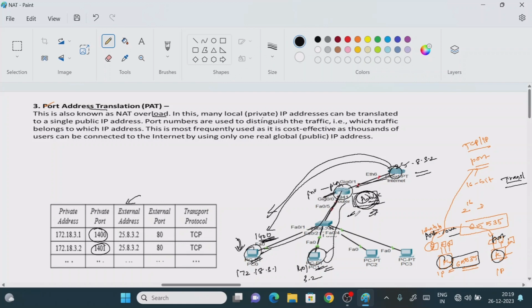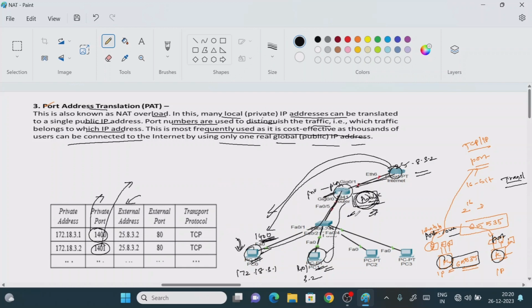See, many local private IP addresses can be translated to a single public IP address. How is it possible? Each port number will be uniquely identified, right? Port numbers are used to distinguish the traffic, meaning which traffic belongs to which IP address. So if it is a different topic, the port number is different. It is the most frequently used and cost effective, and thousands of users can be connected to the internet using only one real global public IP address.